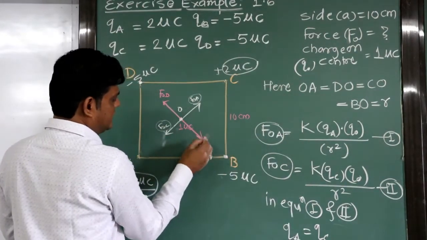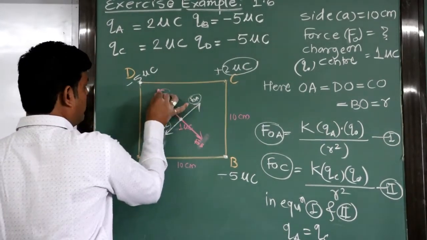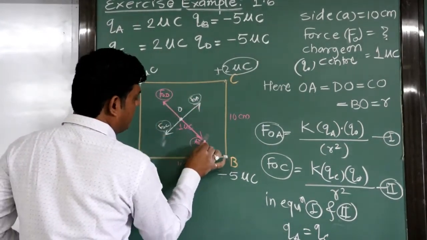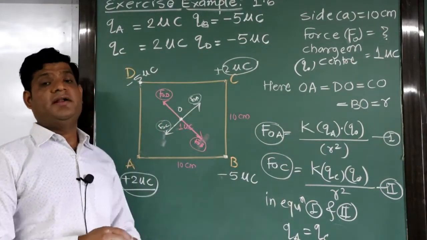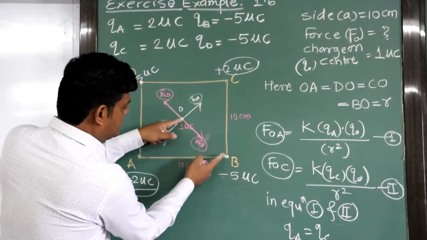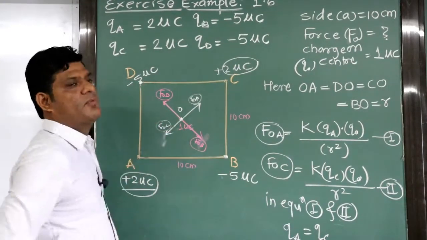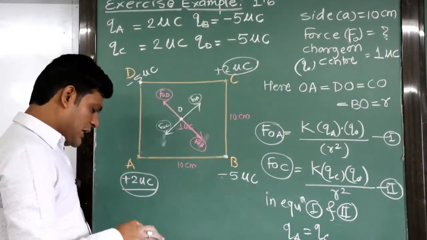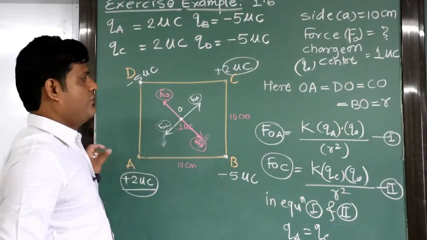So we will write like this: force acting on O due to B. So what about FOD and what about FOB? They are also equal in magnitude and opposite in direction, because the distance of DO and the distance of BO is the same and the direction is opposite. So we are going to calculate the magnitude of FOD and the magnitude of FOB.